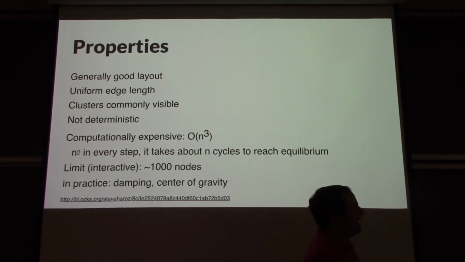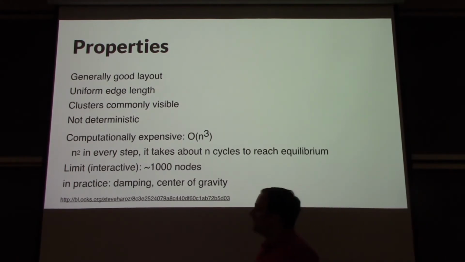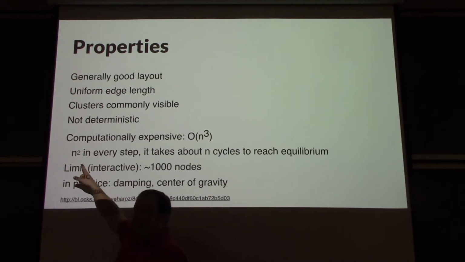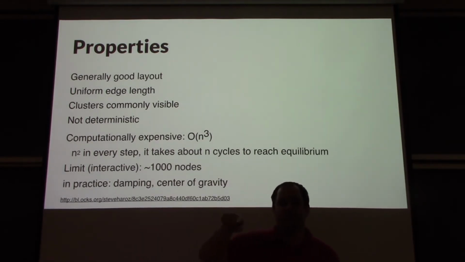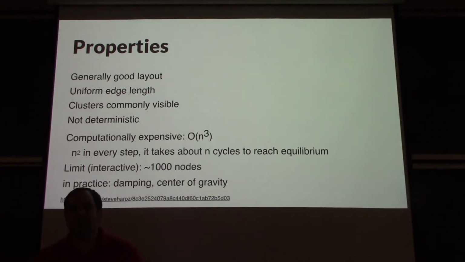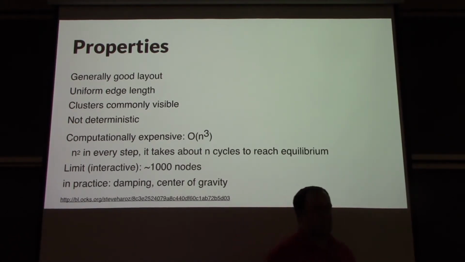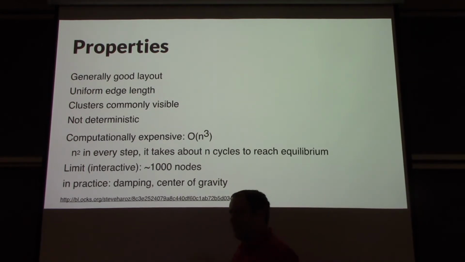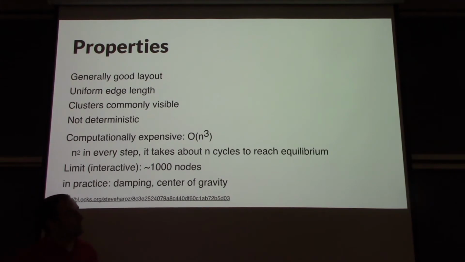So we have big O of n cubed. And why is that? We have to do n squared operations in every step because for every node, we have to compare to each other node and then also to each node to which it's connected, but what's more important is the repulsive force here. So we have n squared in every single step, and then empirically it takes about n cycles to reach equilibrium. So we have n squared multiplied by n, so we have n cubed as a runtime complexity.